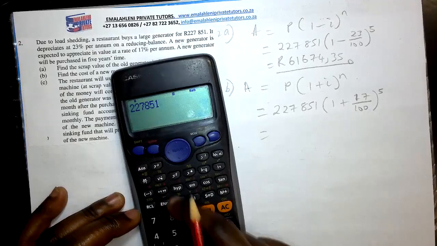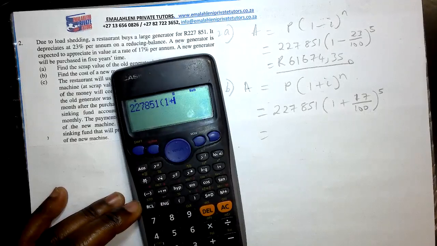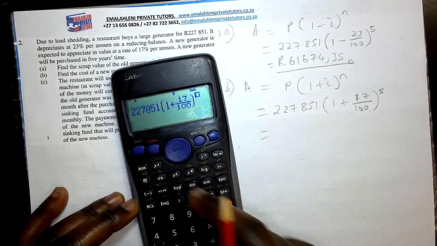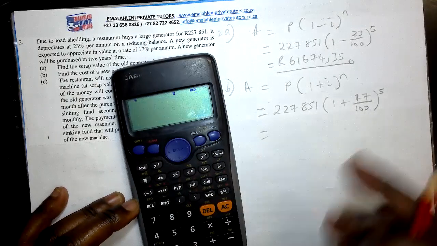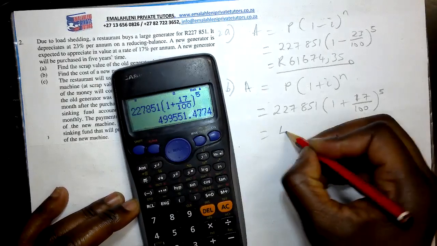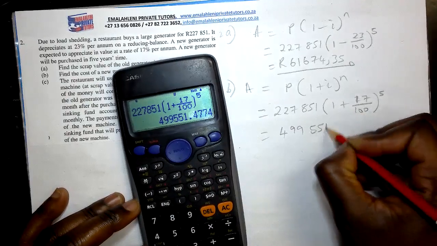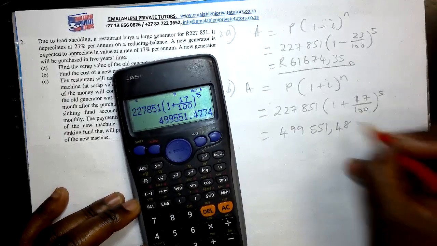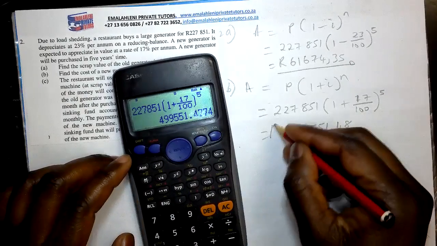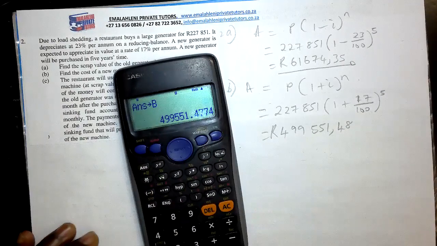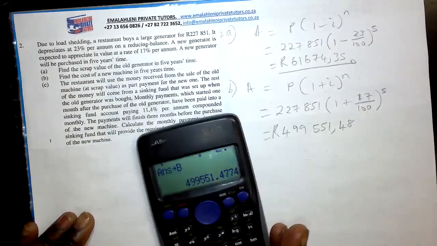227,851. Open the bracket, 1 plus 17 over 100. We close the bracket to the power of 5. What do we get? We get 499,551.48 rand. Shift store B. Let's store it in B. Okay, now what do we do now?